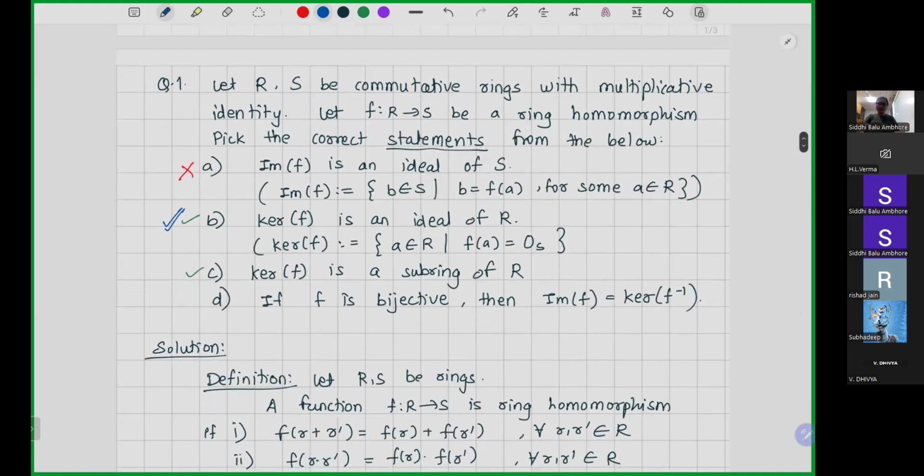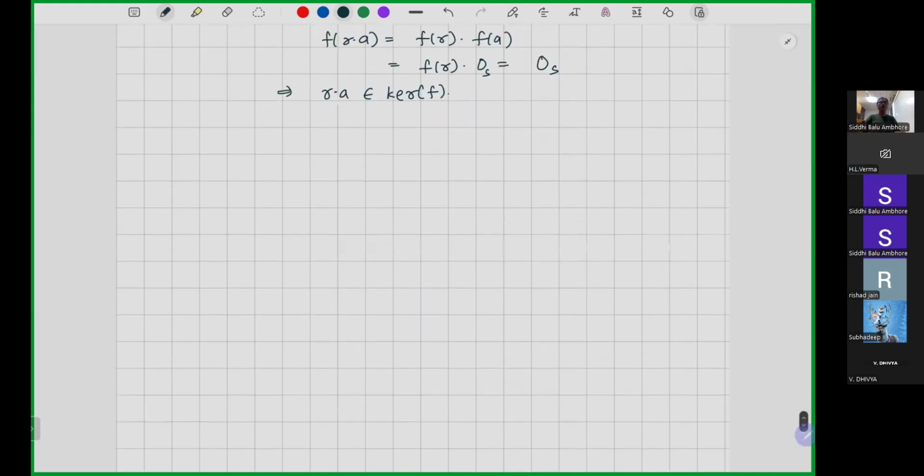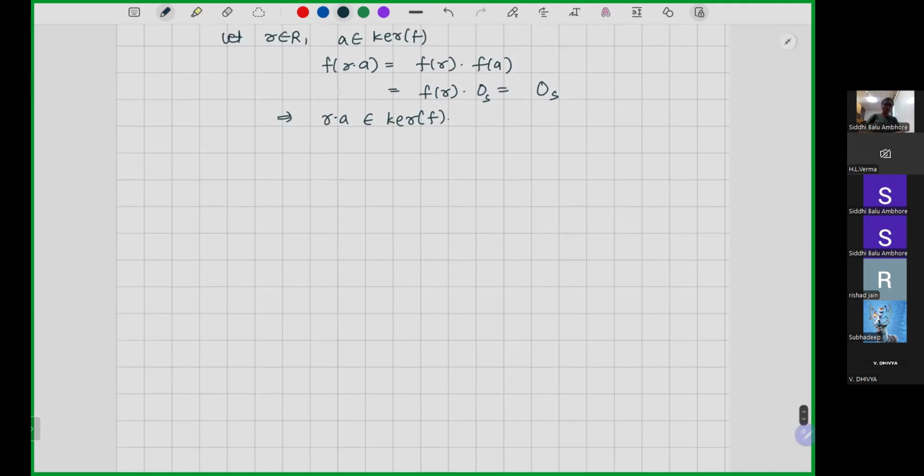And now third is that kernel F is a subring of R. Okay, so what is the definition of a subring? The subring was not formally defined in the lecture, but it is given in the additional non-graded PDFs which are submitted in the portal. So you can go through it. So let me go through the definition of subring.